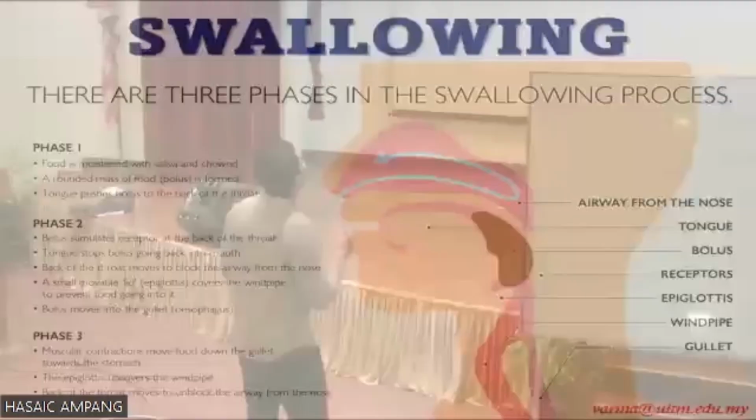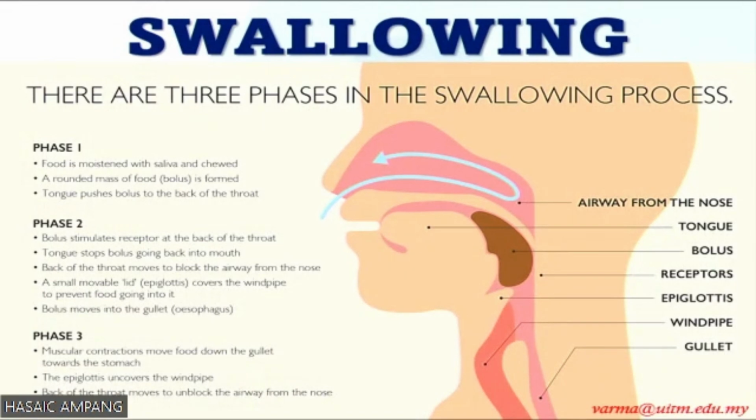Okay, next. Swallowing, a short note, might come out for 3 marks. You have to mention there are 3 phases: the first phase in the mouth itself, the second phase over here in the throat, the third phase in the esophagus. Food is moistened with saliva and chewed. A rounded mass of food bolus is formed. Then the tongue pushes the bolus to the back of the throat. The bolus stimulates receptors at the back of the throat. The tongue stops the bolus from going back into the mouth. That is the first thing.